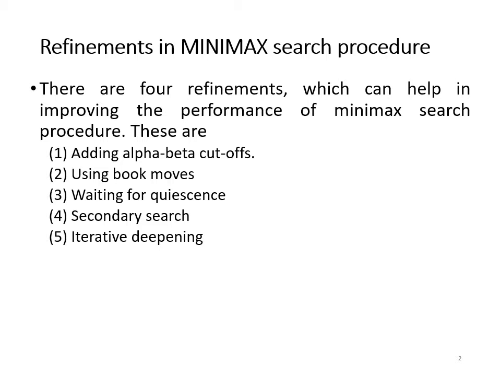So there are refinements which can help in improving the performance of the min-max search procedure. These are adding alpha beta cutoff, using book moves, waiting for quiescence, secondary search, and iterative deepening. There are five kinds of search procedures by which you can reduce the complexity of min-max. Alpha beta cutoff, or alpha beta pruning, is very important from the examination point of view, so I am teaching you alpha beta cutoff in this lecture.